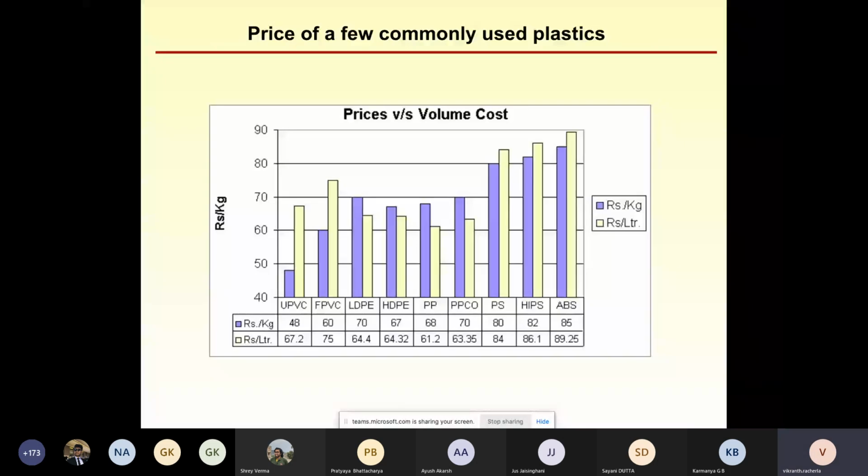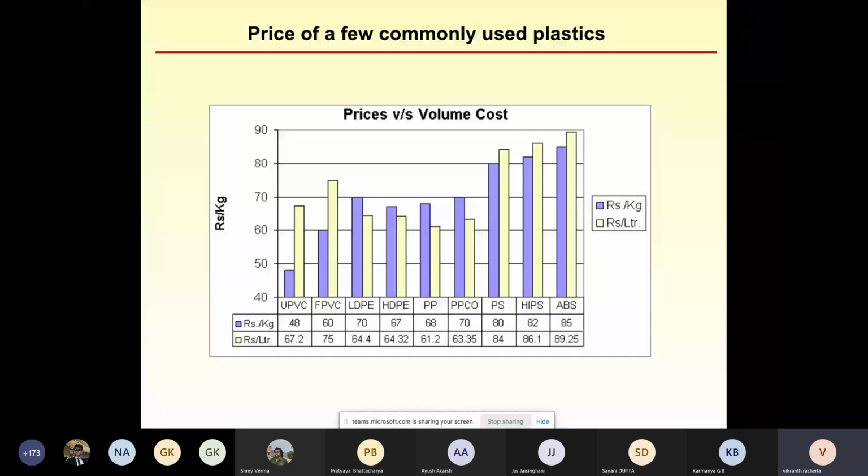Now coming to the cost of these plastics, if you look at the cost per kg, first thing is what do you think will be the density of these polymers? What is the source of all these polymers? What is the raw material which you use? Basic raw material. Petrol. So it is a petroleum product. All these plastics are petroleum products.